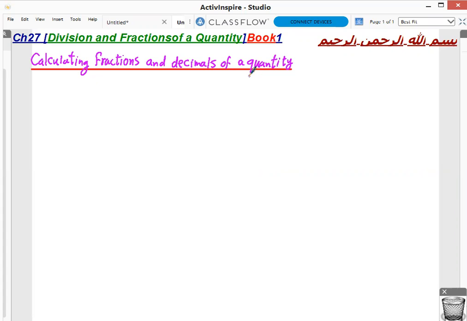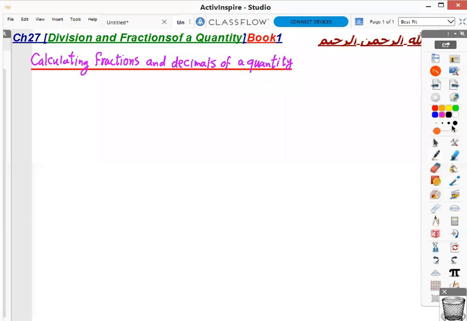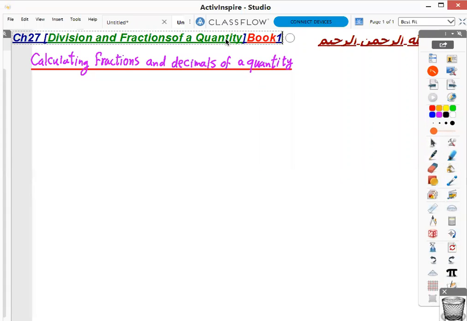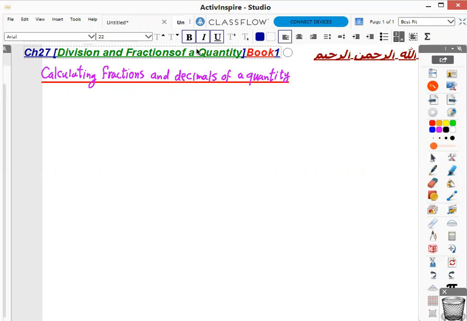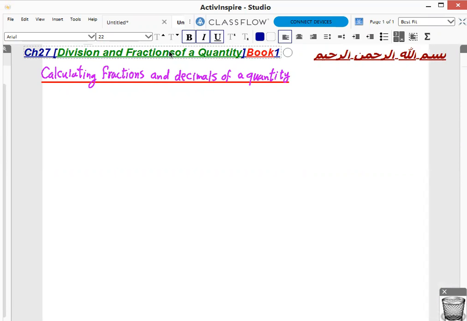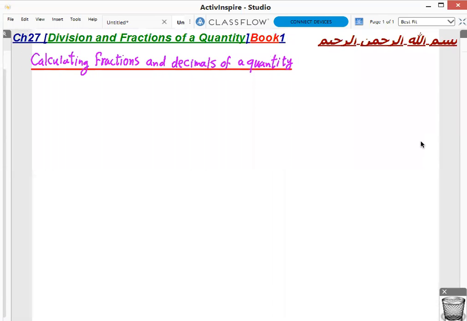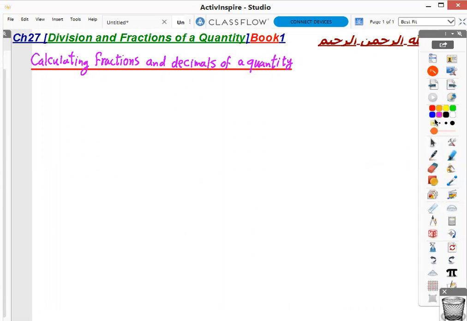Today we will start with Chapter 27, division and fractions of a quantity, Book 1. The first topic we will talk about is how to calculate a fraction or decimal of a quantity. Let's take one example to understand how to do it.